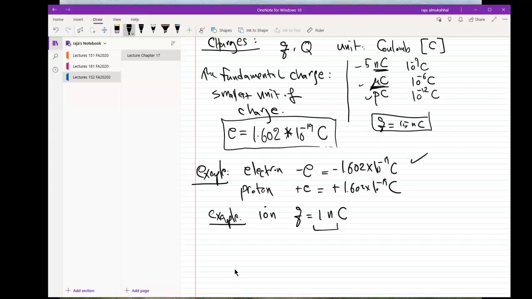Maybe I should put a minus sign. I'm not sure if an ion is negative or positive. I think it's negative, isn't it? It doesn't matter for our argument, but let's assume it's negative. Hold on, let me look it up. Sorry about that. Is an ion negative or positive? I think it's positive. We're just going to assume it's positive, but I could be wrong.